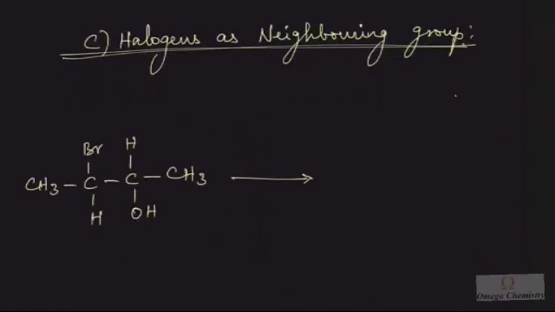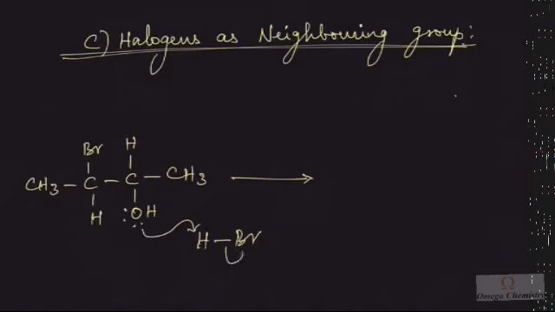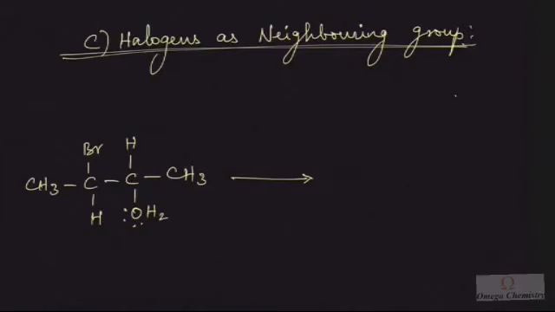Now let us see how halogens can act as a neighboring group, right? So here we have a compound in which bromine is at the beta position to OH. Now when this compound is treated with HBr, this lone pair of electrons on oxygen will attack this hydrogen, due to which this hydrogen bromine bond will break. So bromide ion will be leaving, and this oxygen will be protonated, right? So I can just directly take it as the protonated one. Protonated. And what happens after protonation?